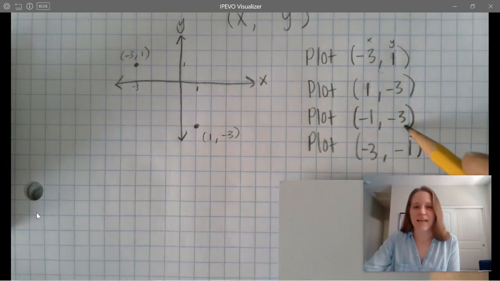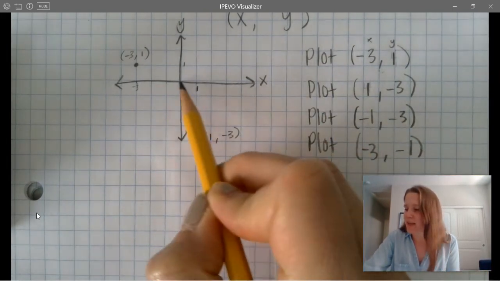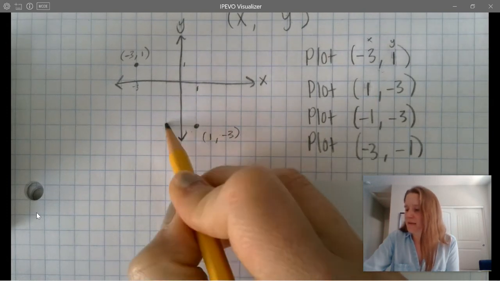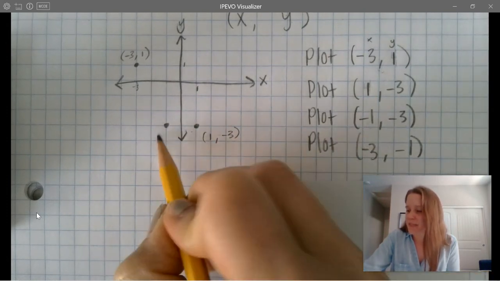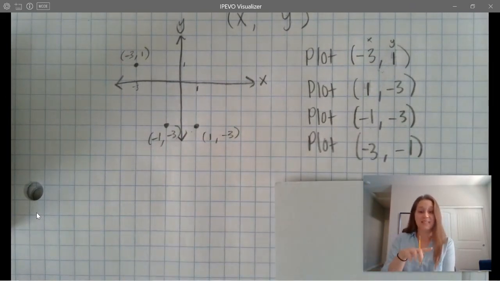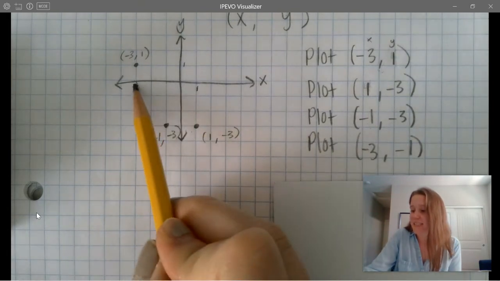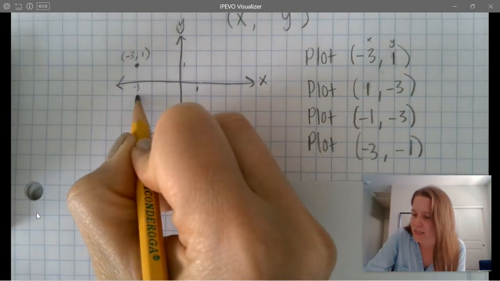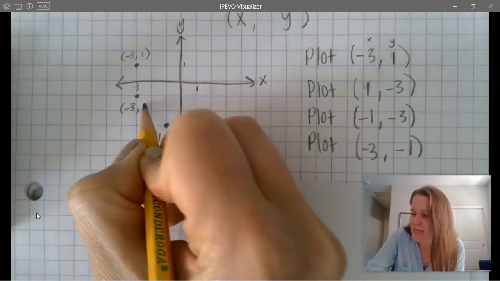The point -1, -3, I've got a -1 x value here and a -3 y value. 1, 2, 3. There is the point -1, -3. A common mistake here, guess what, is to accidentally swap them and go -3 on the x-axis and -1 on the y-axis. Okay. This is actually the point, -3, -1.